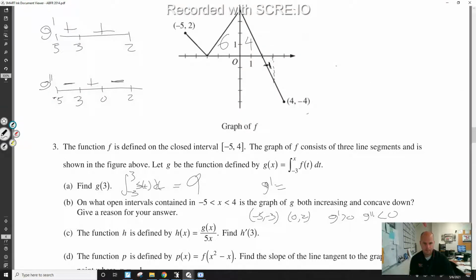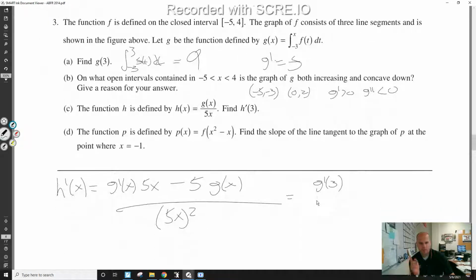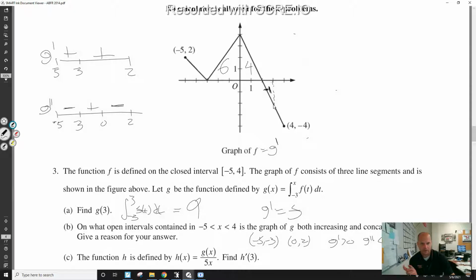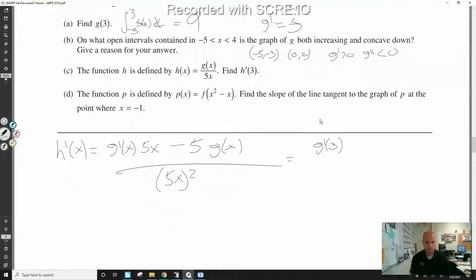G prime is the same as F. F is G prime for this situation because there's nothing added to the accumulation function. So G prime of 3 is F of 3. F of 1, 2, 3 is -2. That point right there is -2. It happens to be the slope too. So that's lucky if you get it wrong.